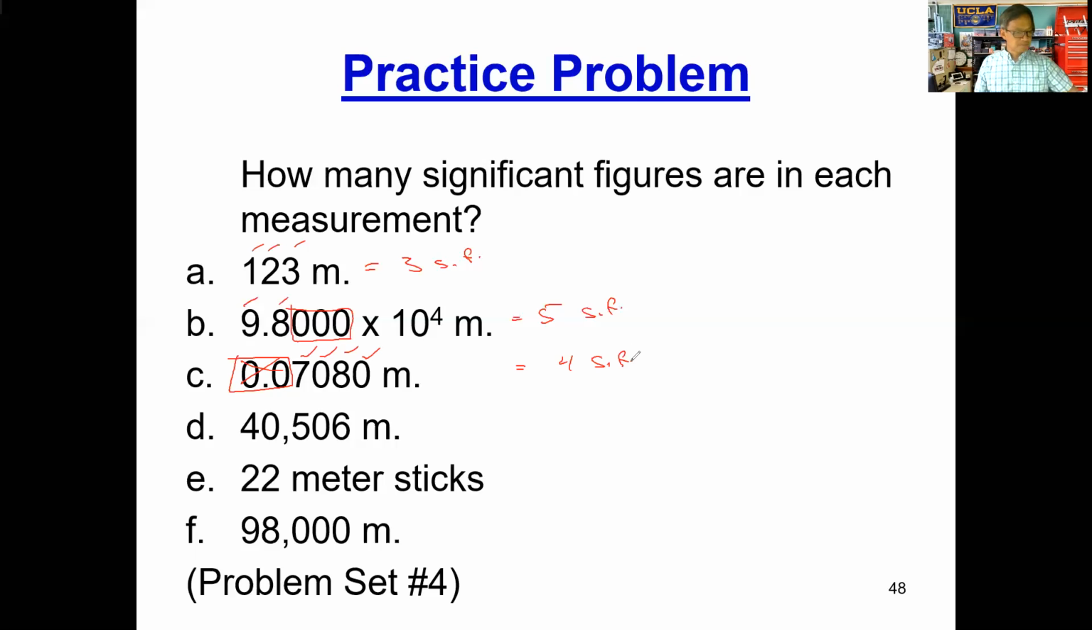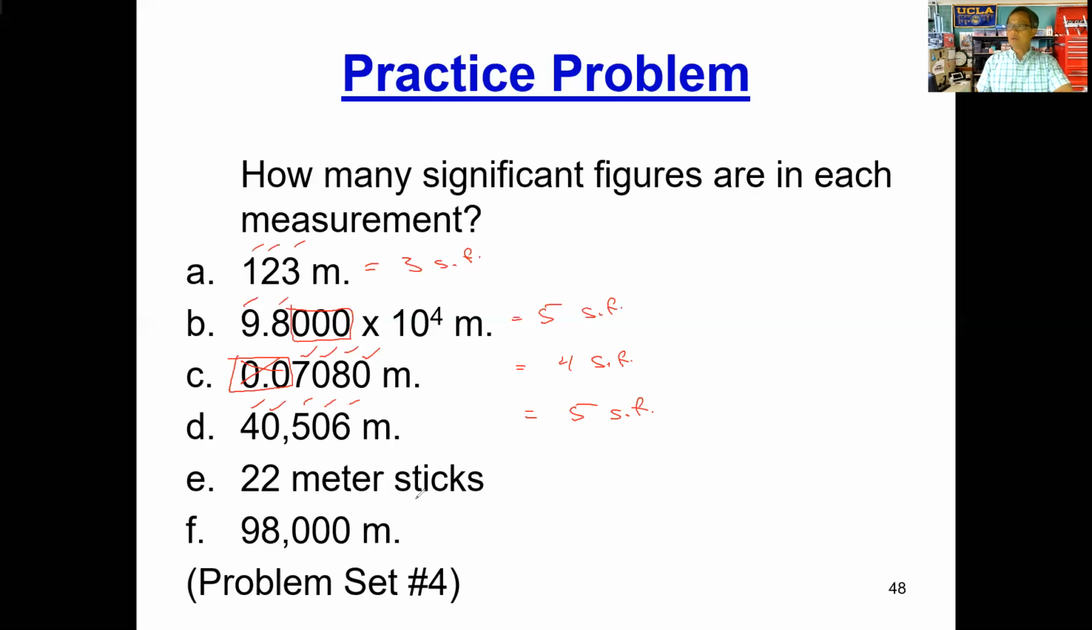Okay, all right. Let's continue on. 40,506. The 4, the 5, and the 6, they all count. They are non-zero digits. The 2 zeros here are in between 2 non-zero digits. So this 0 here is between the 4 and the 5. This 0 here is between the 5 and the 6. So therefore, all those zeros do count. Therefore, we have then 5 significant figures here as well.